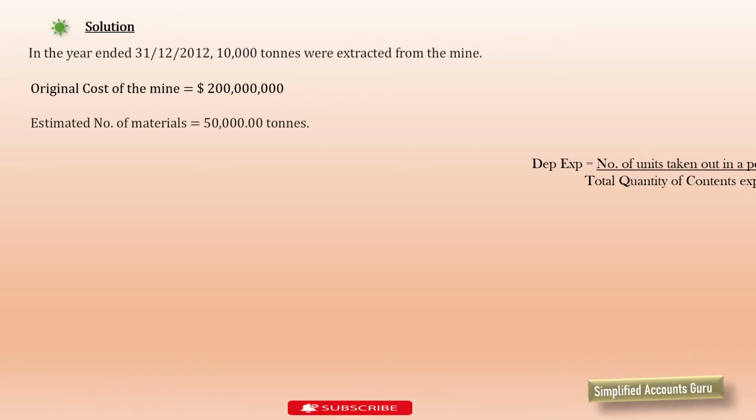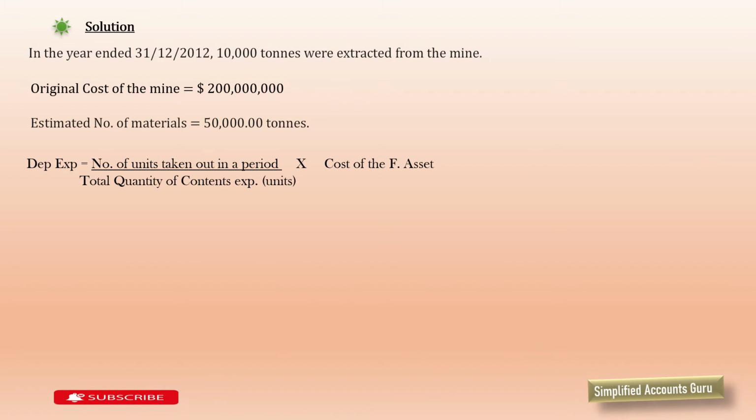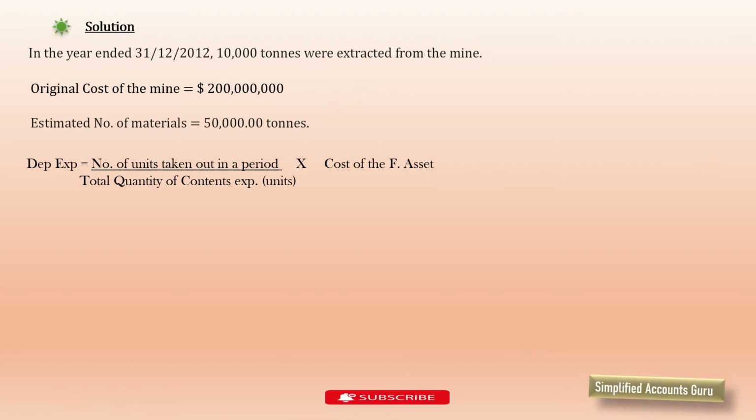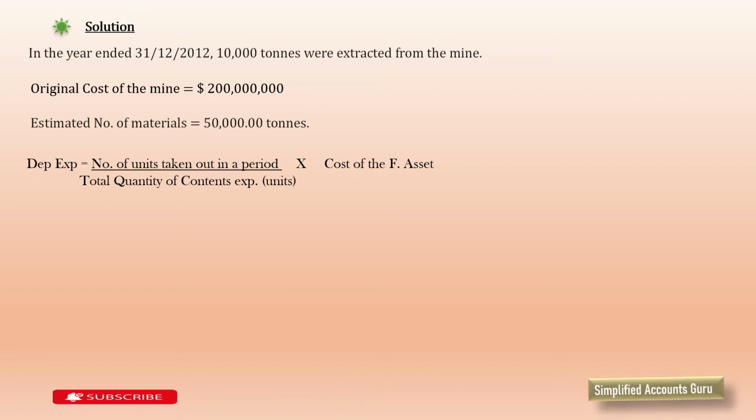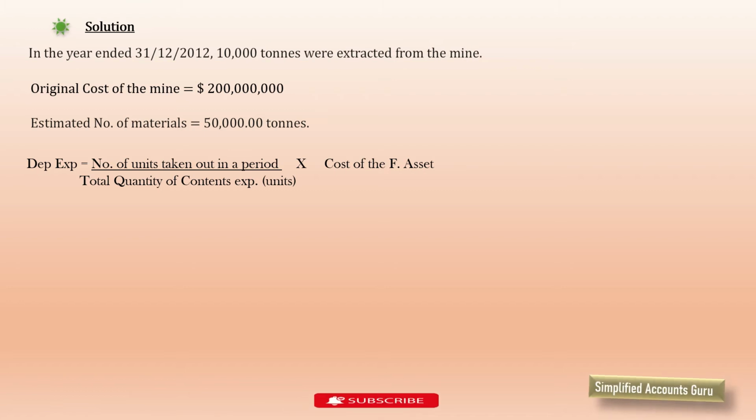So now the depreciation expense for the financial period ended 31st December 2012 is given by the number of units taken out in a period divided by the quantity of contents expected in units, times the cost of the fixed asset, which had been given as $200 million. So we are just going to replace the items in the formula. For us to come up with the answer, the depreciation expense will be given by the number of units taken out in a period.